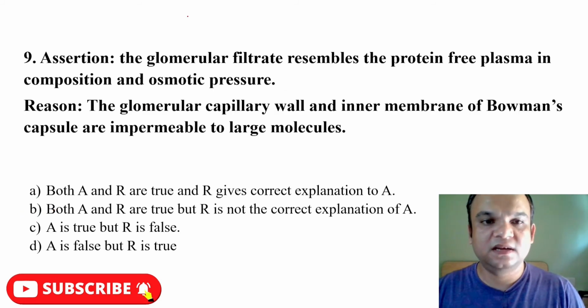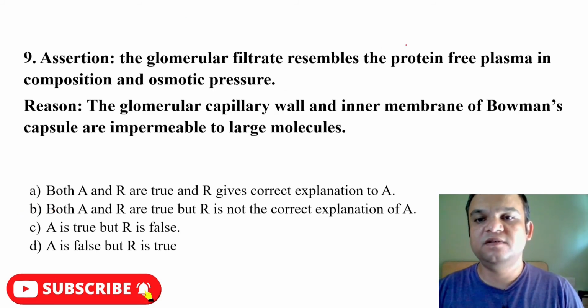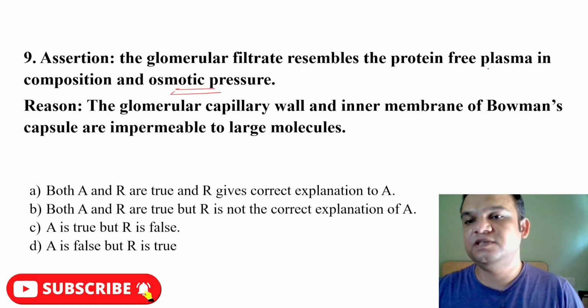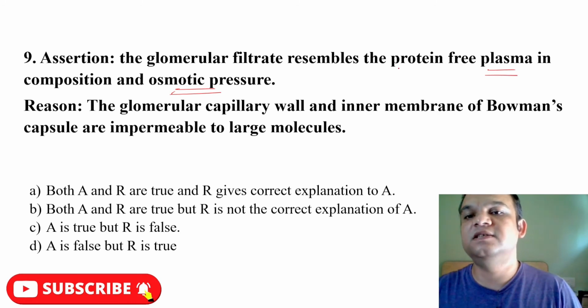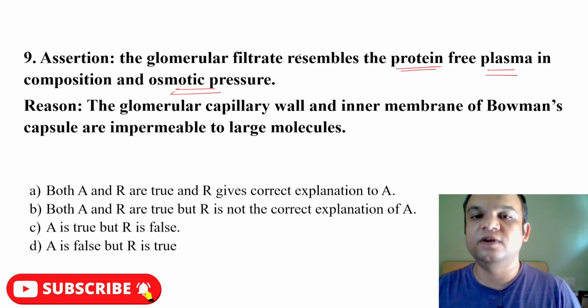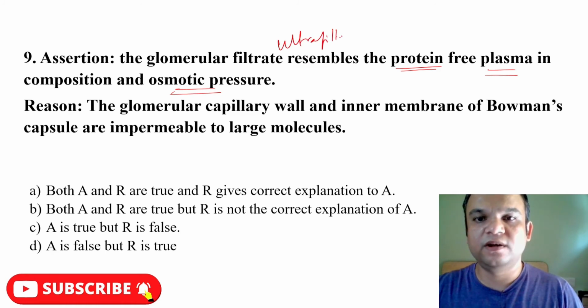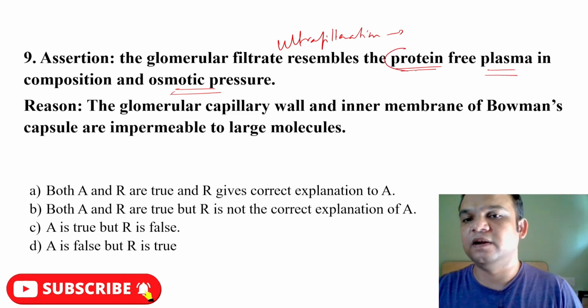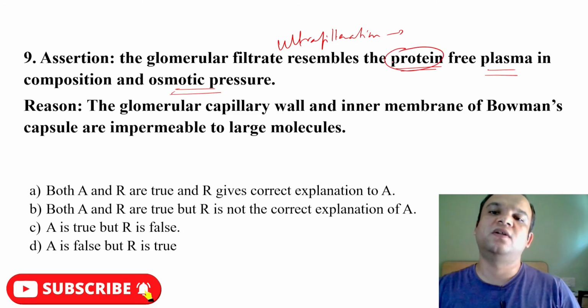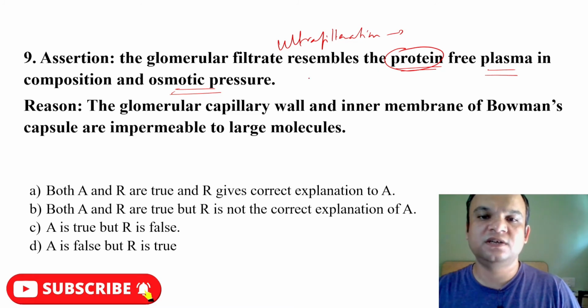Question number 9 is, the glomerular filtrate resembles the protein-free plasma in the composition and the osmotic pressure. So the plasma which is going into the filtrate, it is definitely protein-free, because ultrafiltration that is taking place in the glomerulus does not involve the protein filtration. Proteins are the large molecules which cannot filter out during ultrafiltration, and that is why this is a true statement.